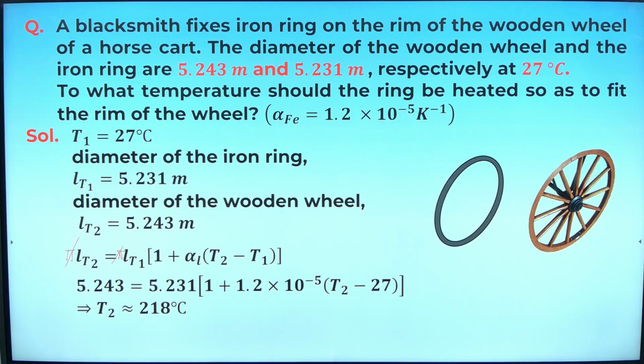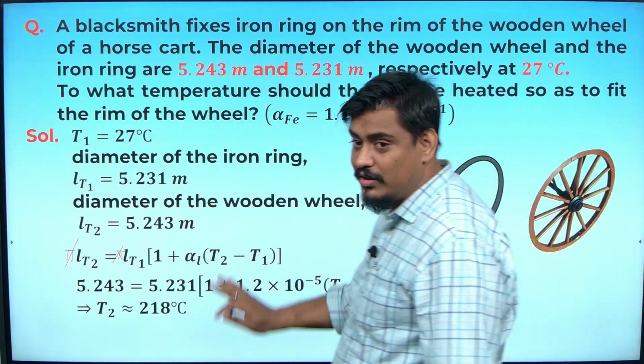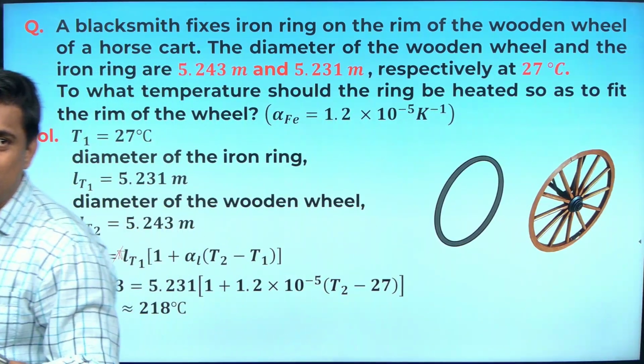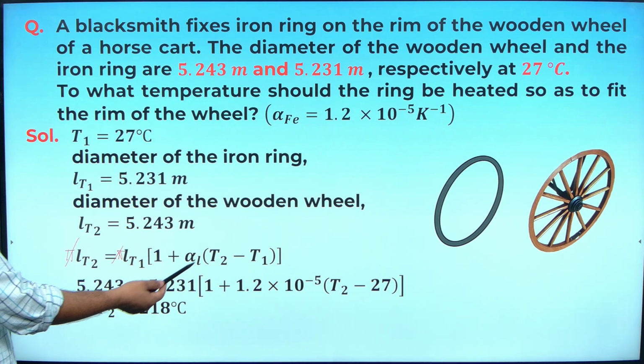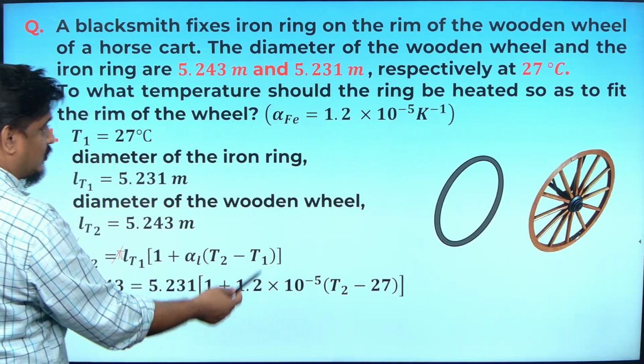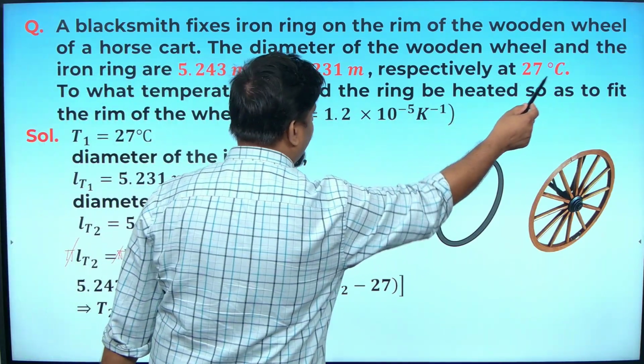It applies, but I am saying wrong way of doing. I am not saying it is wrong. It's correct, man. I am saying that the way of doing is wrong. The answer is not wrong. It's correct. So when you put it here, pi will get cancelled. Then everything remains same, 5.243, 5.231. Alpha is given to you. Put the value of temperature change. So initial temperature was 27 degrees. When you put it here, you will get the answer as what?